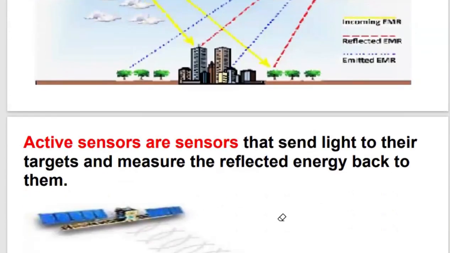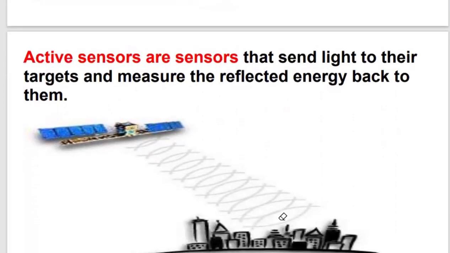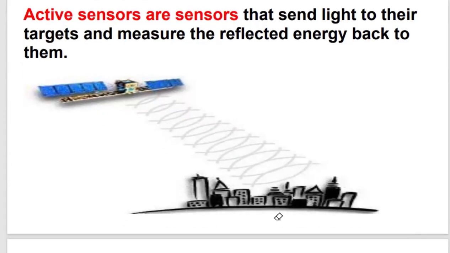Right. Then active sensors are sensors that send light to their targets. They don't rely on the sun, but send their own energy. The energy is reflected back, and they are able to collect information from the reflected energy. It's their own energy that they send, and then they measure the reflected energy which is sent back to them. That is why we say they are active: they don't rely on the sun's energy, but send their own energy and measure the reflected energy back to them.